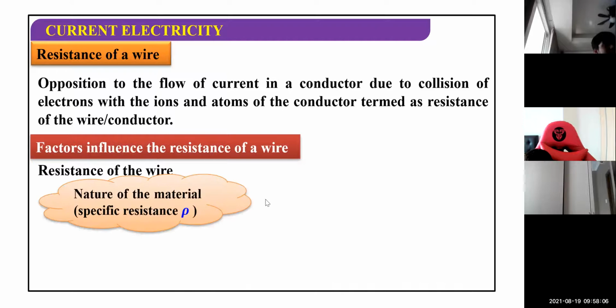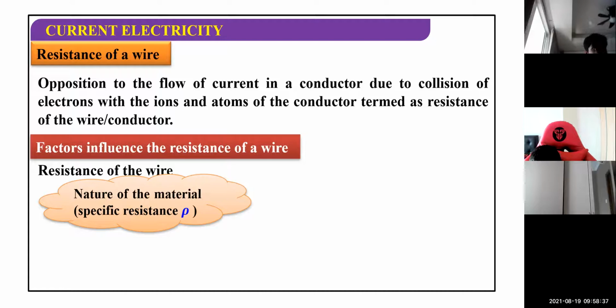Number one, nature of the material. That is called the specific resistance. It's a Greek letter, rho. Specific resistance is called resistivity, children. This word resistivity you can find in your textbook, children, with the topic 8.08, where proportionalities and problems are written. So R equals rho L upon A, that is the equation there.